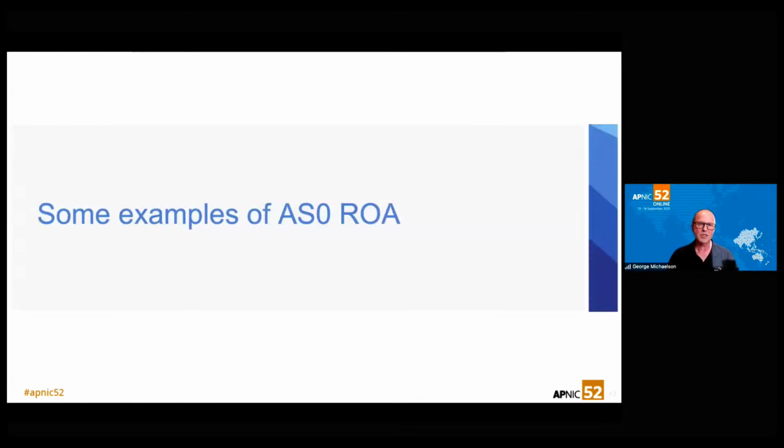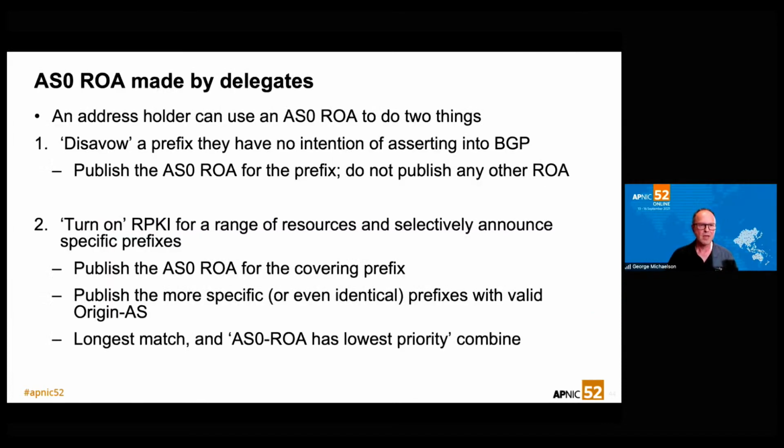Okay, so let's look at some examples of people making their own ROAs. So we should be clear here that these are AS0 ROAs made by delegates, by holders of addresses. And this means it has two purposes.